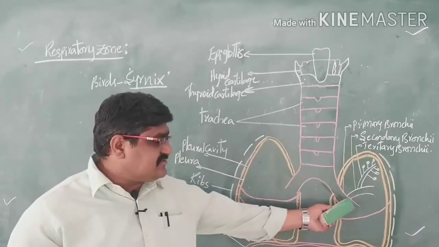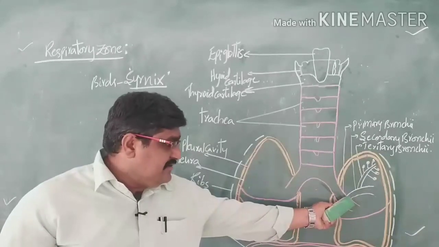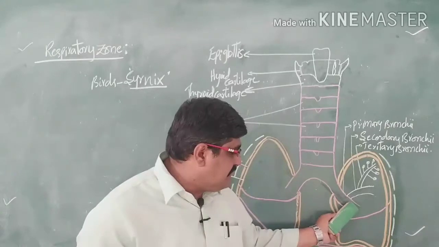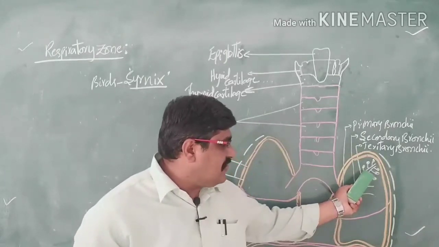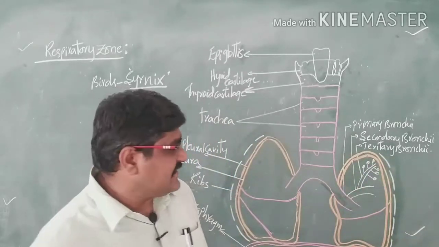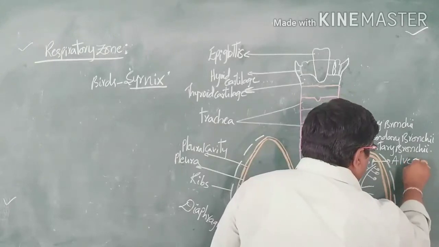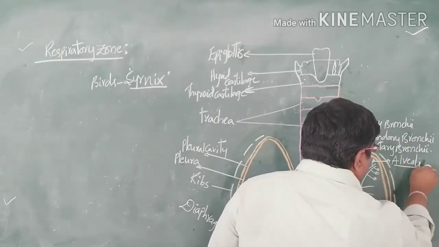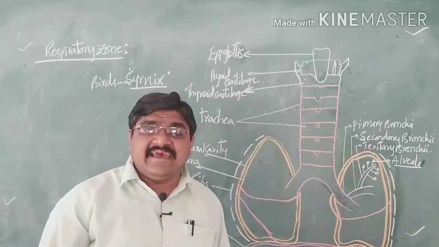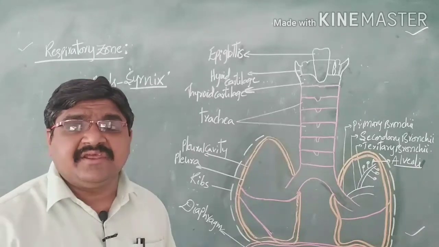The trachea is divided into two structures called the bronchi. The bronchi are divided into primary, secondary, and tertiary bronchi. At the tertiary end, sac-like structures are present. We call these sac-like structures the alveoli. This is the conducting zone, up to the bronchi. Next, coming to the respiratory zone.